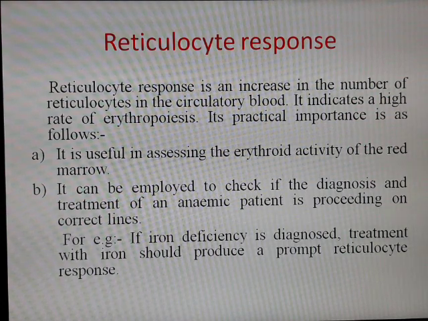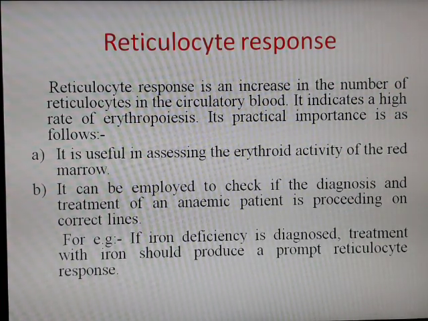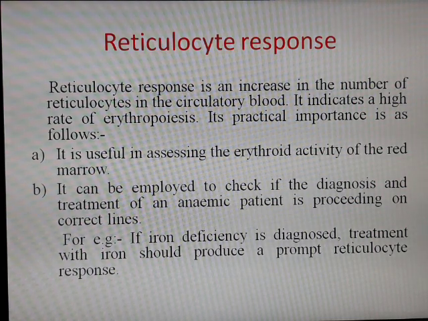Now, reticulocyte response, what is it? Reticulocyte response is an increase in the number of reticulocytes in the circulating blood. It indicates a high rate of erythropoiesis. Its practical importance is as follows. First of all, it is useful in assessing the erythroid activity of the red bone marrow. Also, reticulocyte response can be employed to check if the diagnosis and treatment of an anemic patient is proceeding on correct lines.